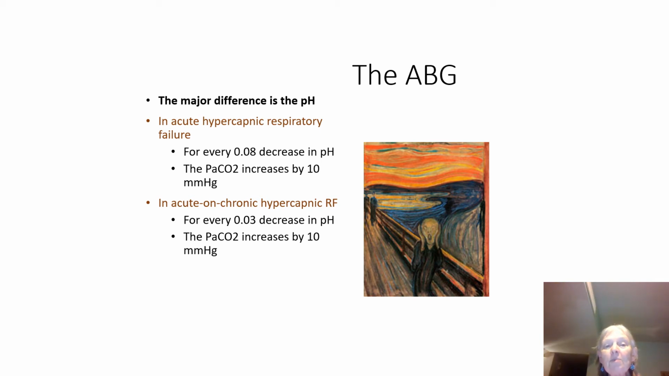So the important thing to remember: in acute hypercapnic or ventilatory respiratory failure, your pH will decrease by 0.08, and when it does, the PaCO2 is going to increase by 10 millimeters of mercury above 40, starting the pH at 7.40. In acute on chronic hypercapnic respiratory failure, the pH will decrease by 0.03, and when it does, the CO2 is going to go up by 10. Remember, that 10 is added onto the 40 millimeters of mercury, and we're still starting the pH decrease at 7.40.